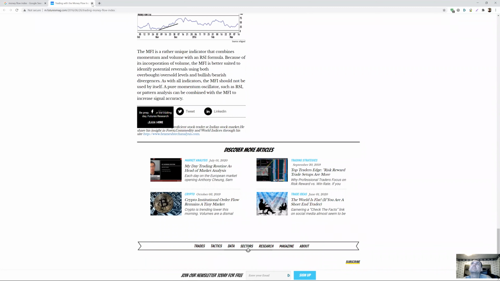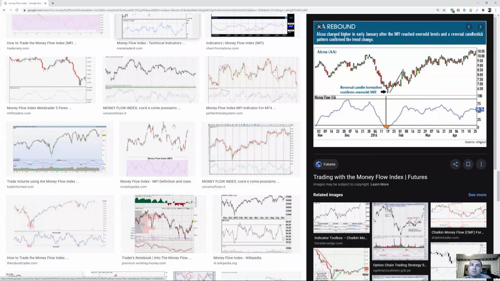Let's see what else we got here. What's this chart?